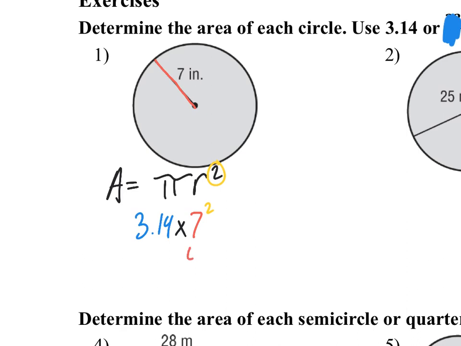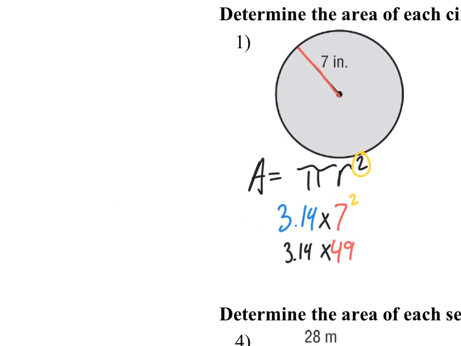When I square the 7, I get 49, because 7 times 7 is 49. And we are still doing this times 3.14. Now, before I can get the final answer, I've got to work this over off to the side because I don't have enough room right here. So I'm going to do 3.14 times 49. 4 times 9 is 36. And then 9 plus 3 more is going to be 12. And 3 times 9 is 27, plus 1 more is 28.